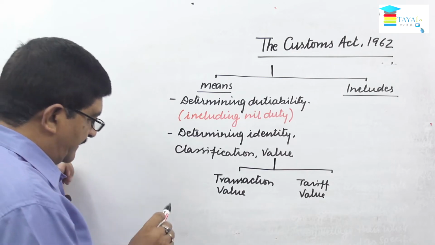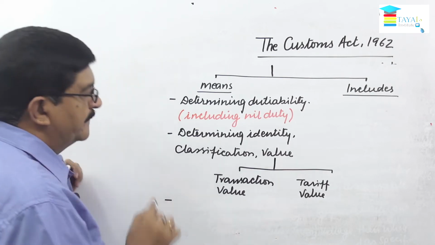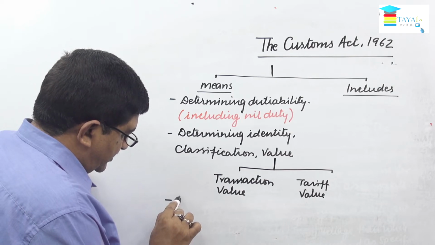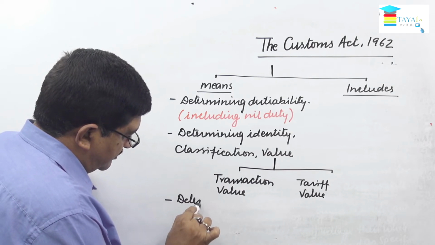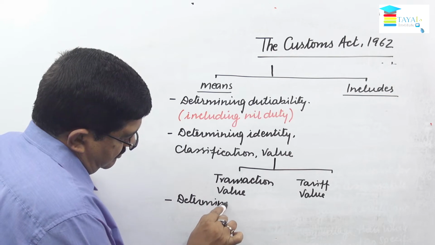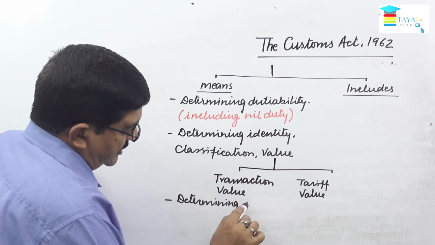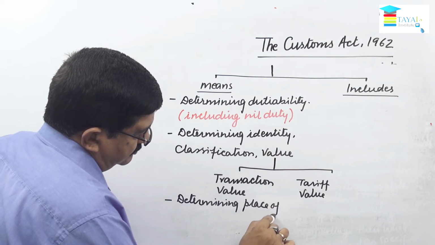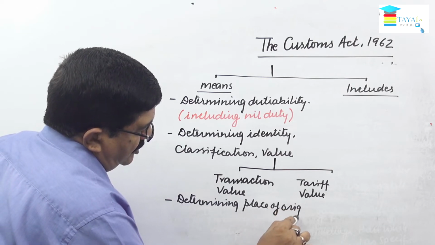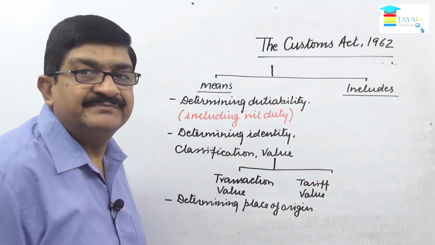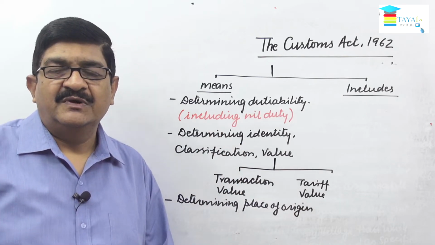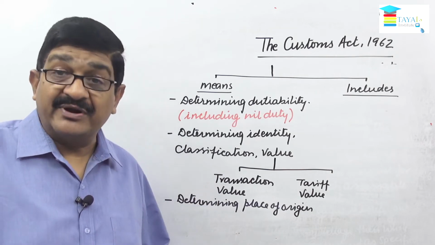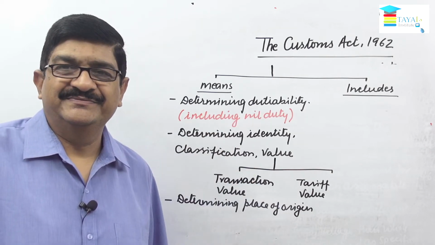Then comes, after this, determining the place of origin, where from goods are originating. Say, for example, goods originating from Pakistan attract a rate of duty 200%, even if those are coming through some other country.